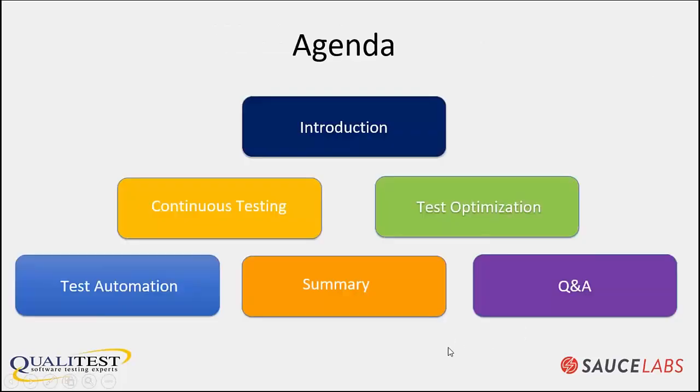So let's go ahead and talk a little bit about our agenda. We're going to talk about continuous testing, and a big part of continuous testing is test optimization and test automation.